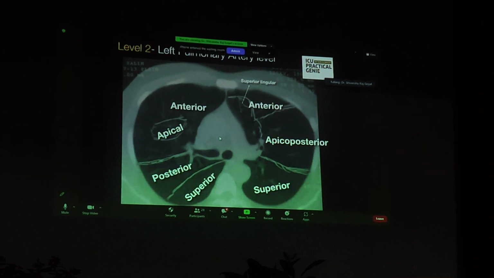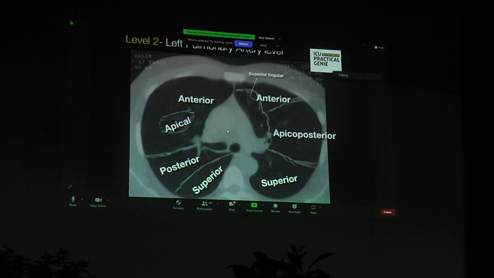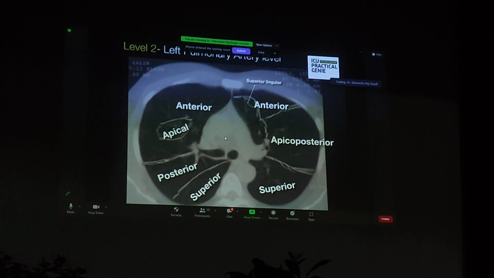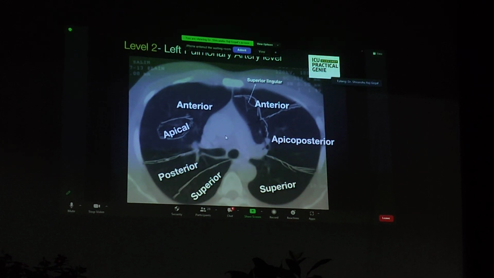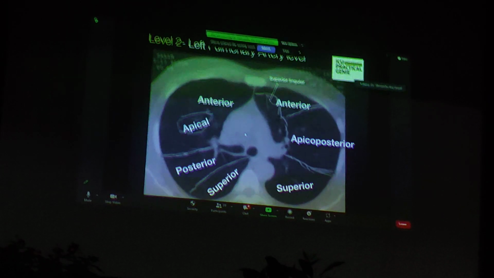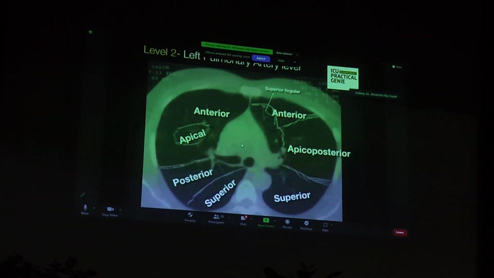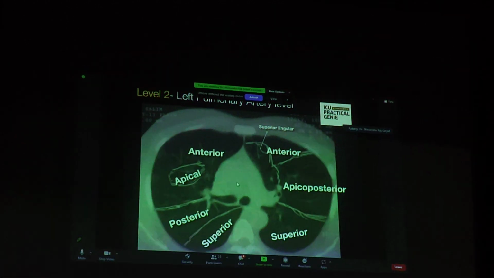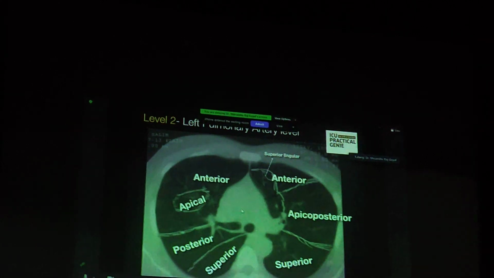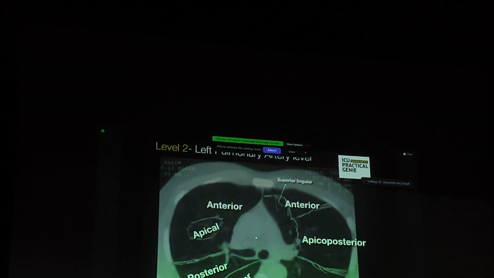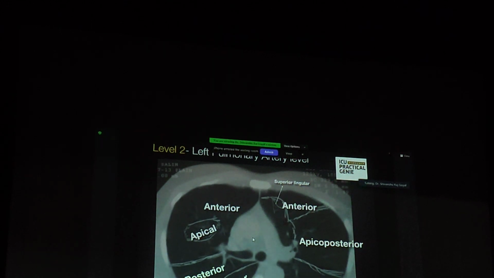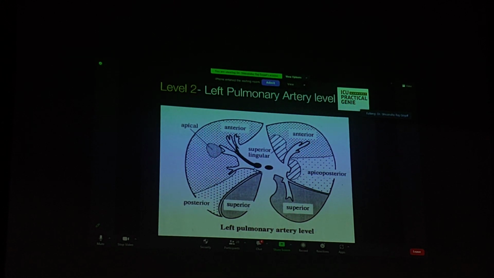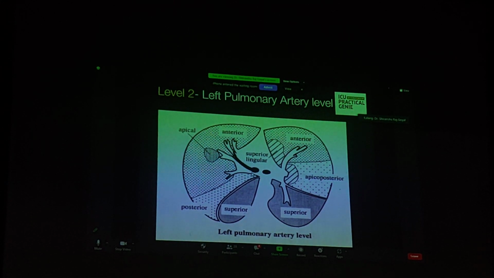Then you move down and start seeing the left pulmonary artery. Corresponding to it, the anterior segment becomes larger, the apical segment shrinks to a small segment, there is the posterior segment, and then you start seeing the superior segment of the lower lobe. The middle lobe has still not come because you are scanning the lung from top to bottom; the lower lobe comes before the middle lobe. That is the anatomy. On the left side, you see the anterior segment, apico-posterior segment, superior lingular segment, and the superior basal segment of the lower lobe. This is the way you divide the left pulmonary artery level.